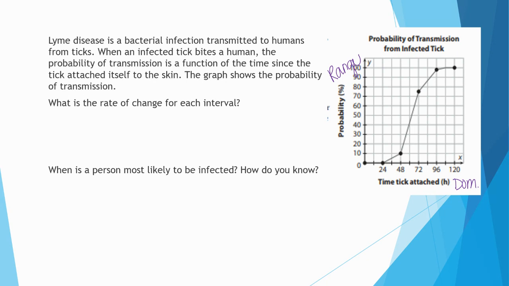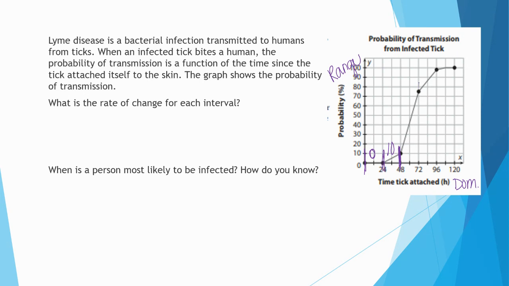We've got our first interval, it looks like from 0 to 24. So in the first 24 hours, the probability of getting Lyme disease from a tick bite is 0%. It is constant there, and the rate of change would be 0. Our second interval is from 24 to 48. So in the second day, second 24 hours, now this time we go up 10%. So the rate of change here is 10% over the course of one day.